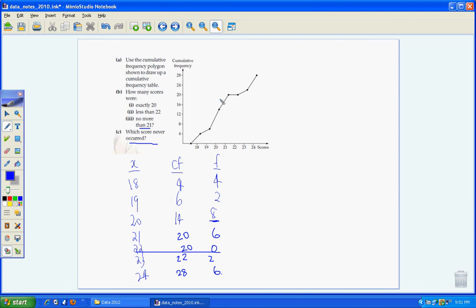So that's how we can start to use a cumulative frequency diagram to start answering problems.